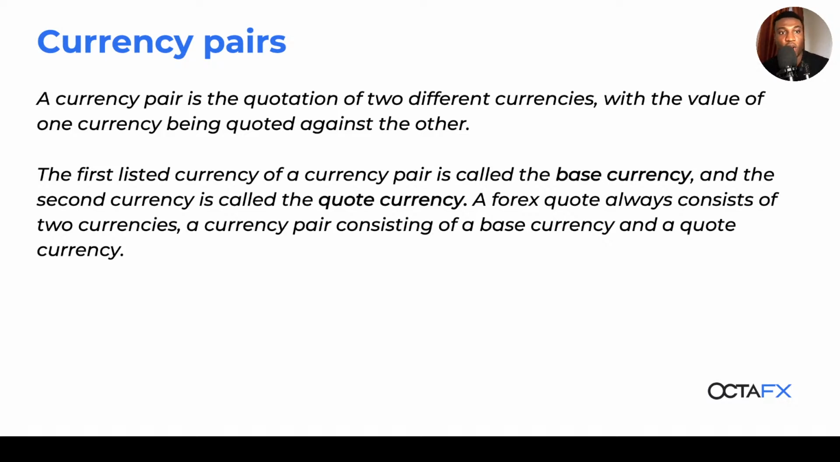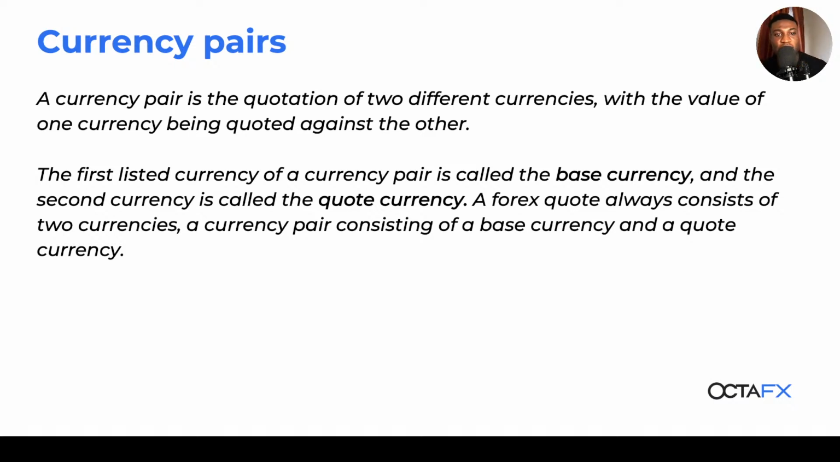All right, so what is a currency pair? A currency pair is the quotation of two different currencies, with the value of one currency being quoted against the other. So you have this currency and you have another currency. I would show you guys a graphical presentation or an image that explains what I'm trying to say. But yeah, let's get done with the definition.